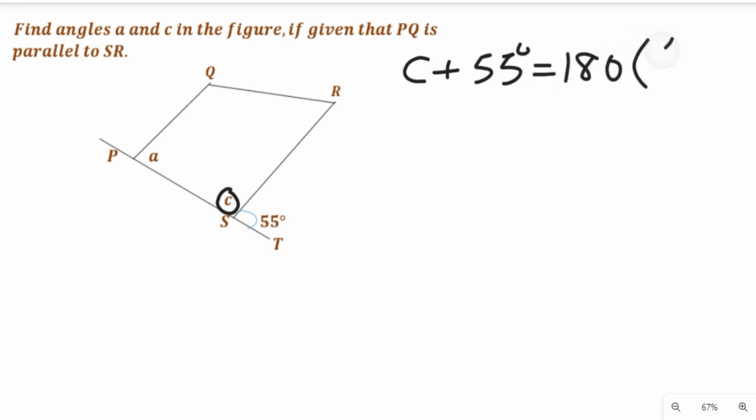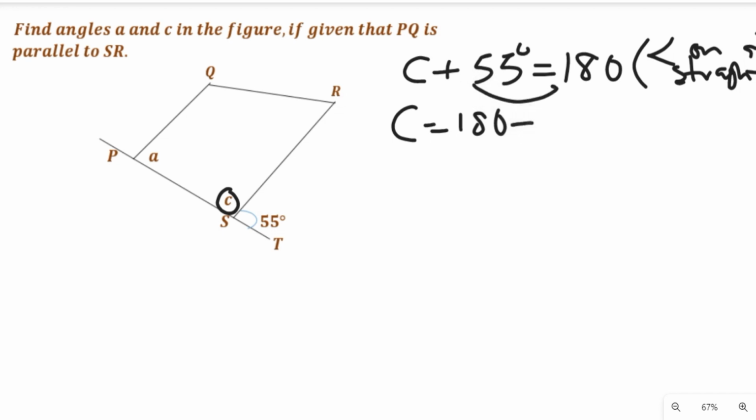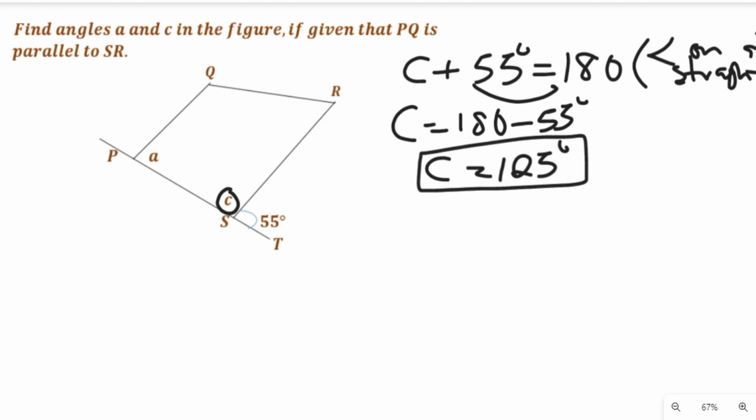Our reason is angles on a straight line. So when we have such angles on straight lines, it's easy for us to find such angles whenever we are given such a geometry. So our C will be equal to 180, this comes over here, minus 55 degrees. So you see that our C will be equal to 125 degrees. As I told you earlier, finding the value of C is pretty easy, but the most important thing is finding the value of A, angle A.